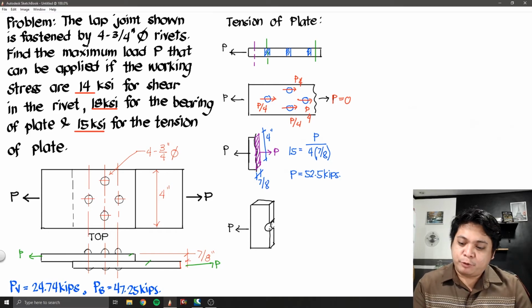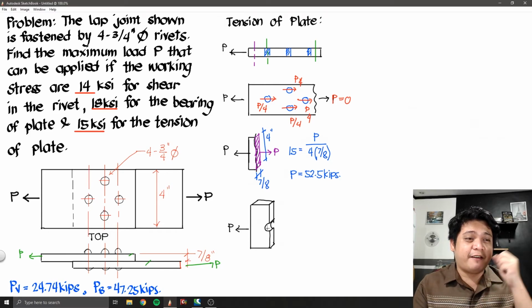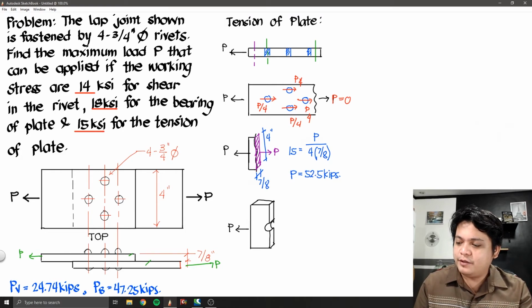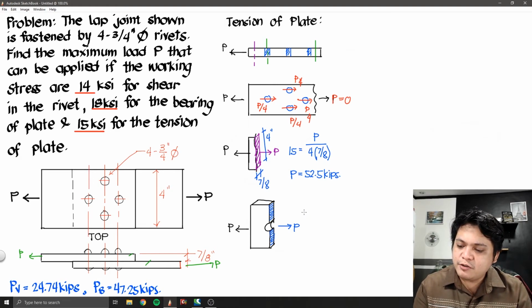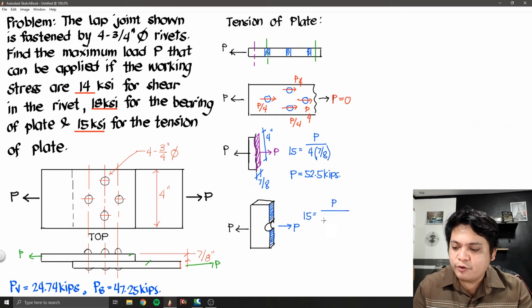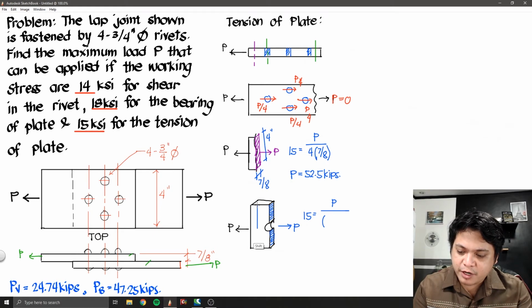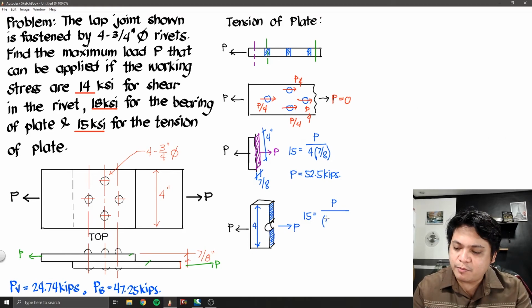Now, the bolt is cut, which means it is not yet efficiently resisting P over 4. So, it means my force here is still P. But my area is just this, reduced. So, it means my P there is still P, but my area has been reduced. So, instead of 4 inches, I will subtract the diameter of the bolt. So, 4 minus 3/4, and then multiply it by the thickness of 7 over 8.